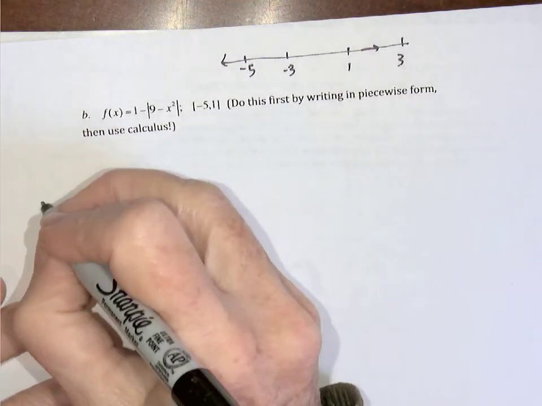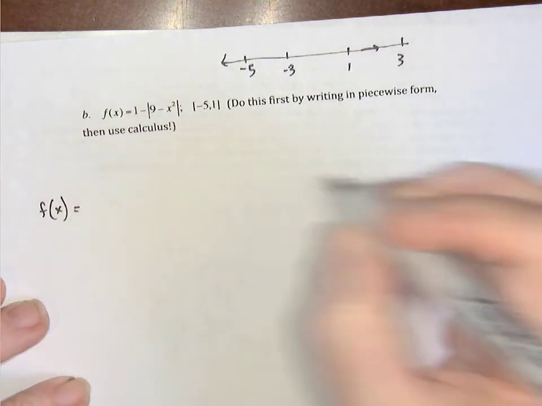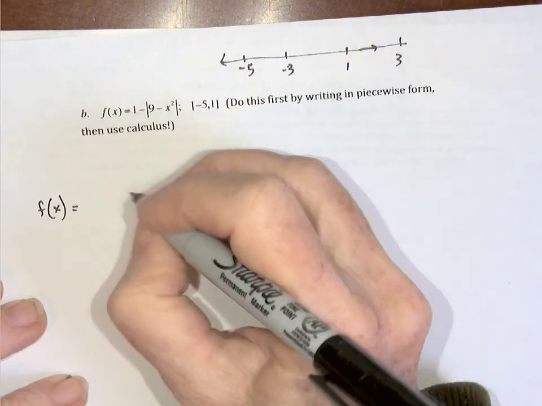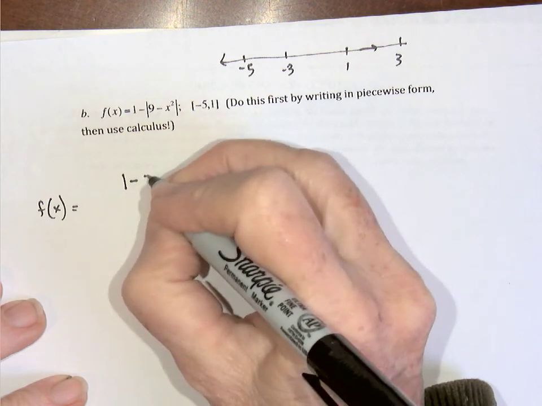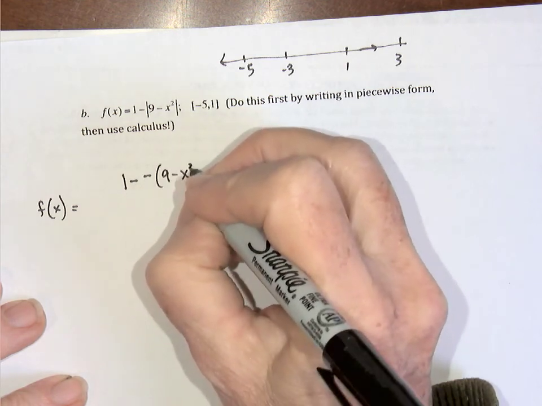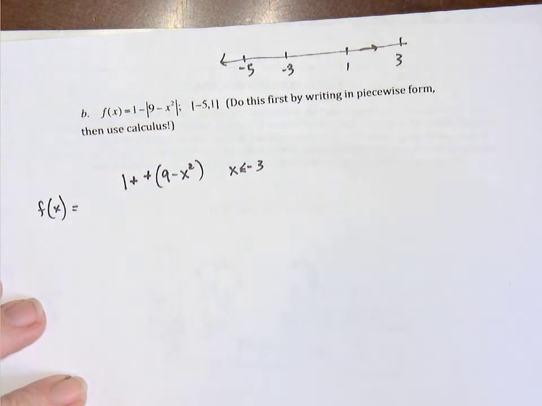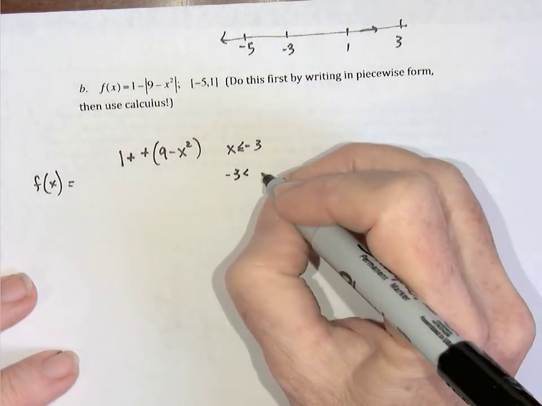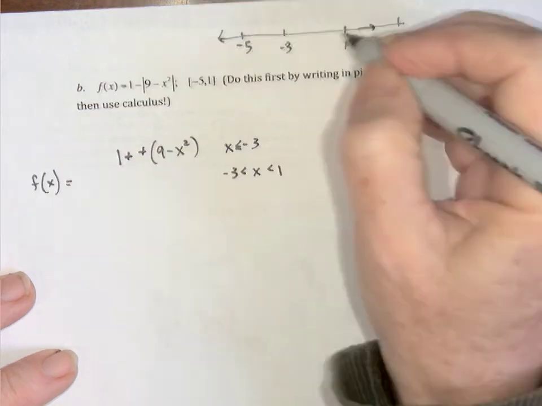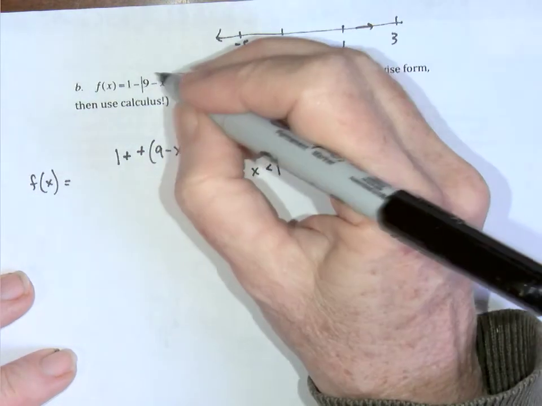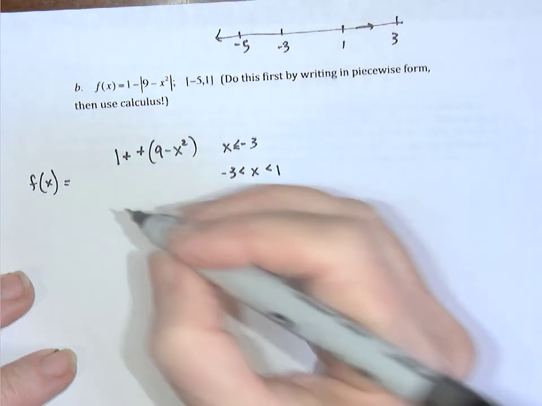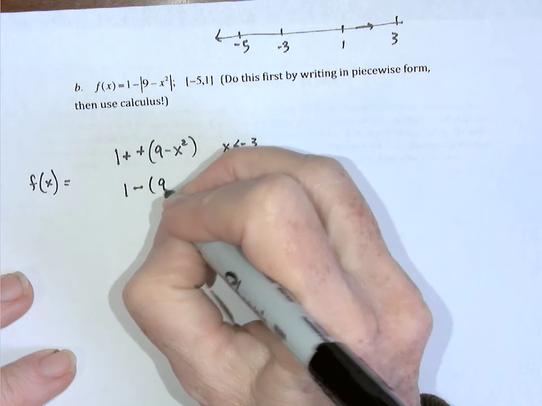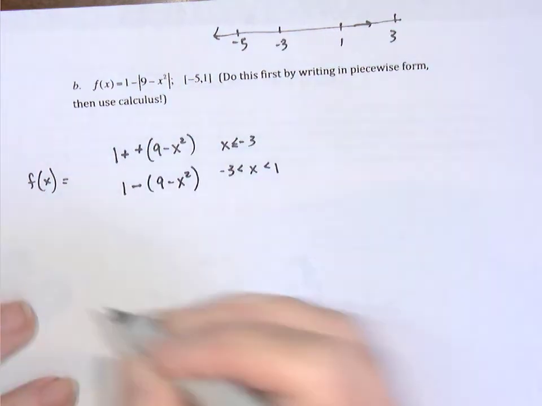So I'm going to rewrite this in piecewise form. If x is less than or equal to -3, this is going to become 1 minus -(9 minus x squared). And I'm going to clean that up in a minute. For x between -3 and 1, what I end up with inside the square root is going to be positive anyway, so I can just disregard the absolute value: 1 minus (9 minus x squared). So let's tidy this up.